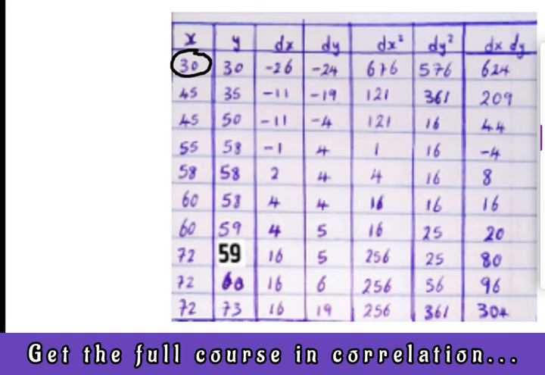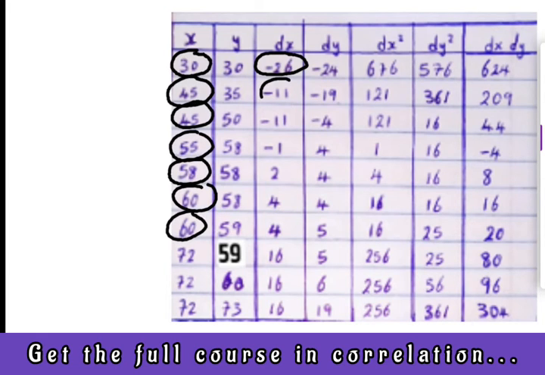So 30 minus 56 will give you this value, minus 26. Then we go to the next value, which is 45 minus 56. So we're going to be subtracting that 56, which is the assumed mean, from each and every one of these values of x, these scores, and then we'll put their corresponding values in the column of the dx. So that is how we fill the column of the dx.